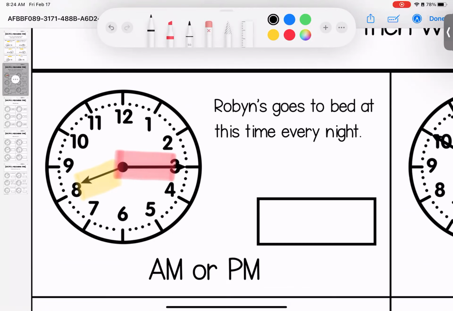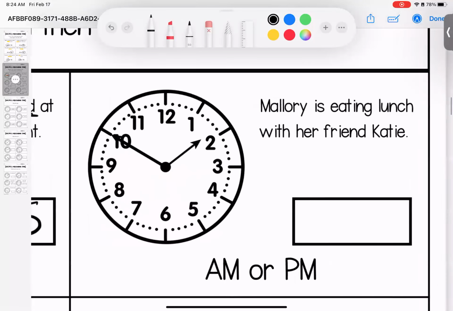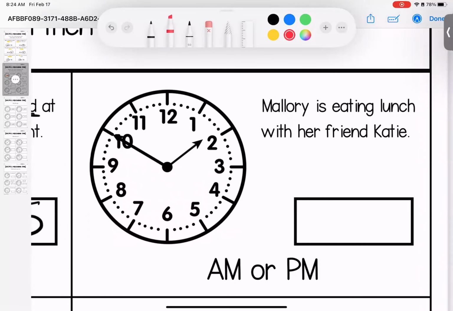So we're looking at our time first. My hour hand is pointing to the 8. It's just passed. My minute hand is on the 3, so 5, 10, 15 minutes have passed. And the story tells me that Robin is going to bed at this time every night, and bedtime happens at PM or nighttime.